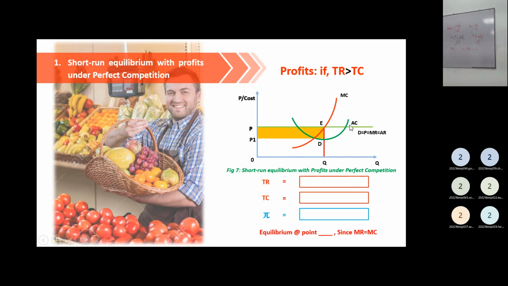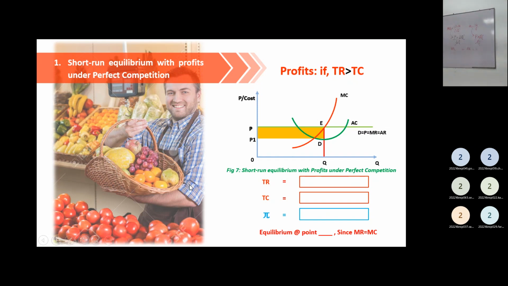So this is your average revenue. Below everything, that is your total revenue. And this is your average cost curve. Below everything, that is your cost. Clear? So here, what is your total revenue? It's simply P, E, Q, and 0. Clear? P, E, Q, and 0.